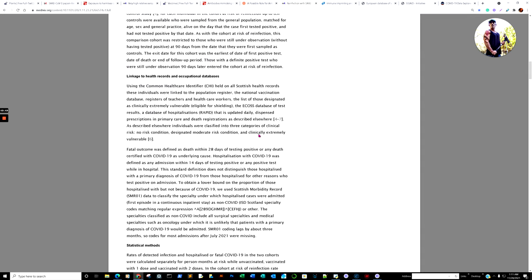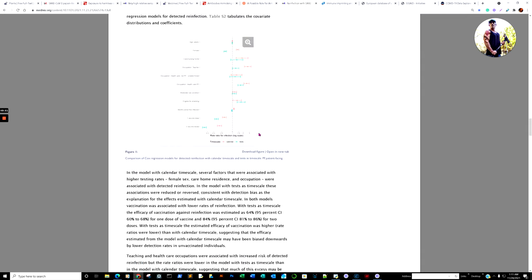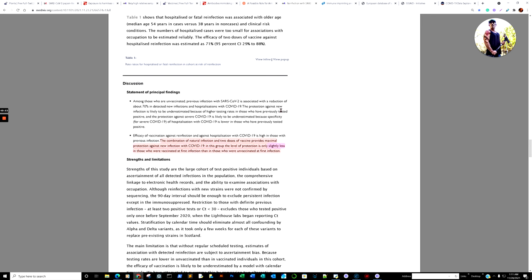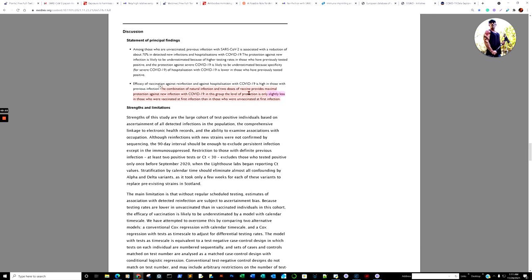All right, and that's pretty much the study, and we go down to the bottom here, and this is where it's going to allude to something else. The combination of natural infection and two doses of vaccine provides maximal protection against new infection with COVID-19. In this group, the level of protection is only slightly less in those who are vaccinated at first infection than in those who are unvaccinated at first infection, which we covered.